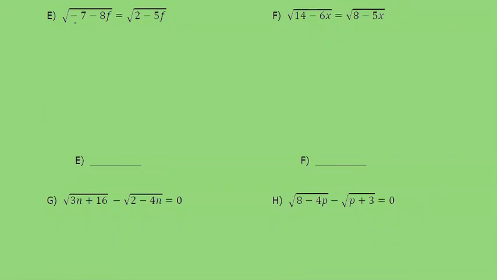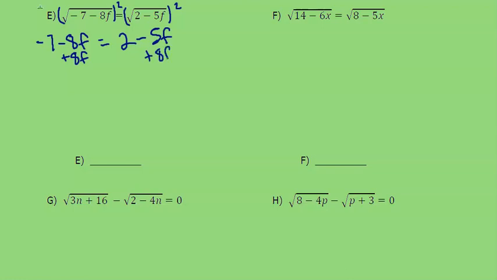E. The square root of negative 7 minus 8f equals the square root of 2 minus 5f. Exponentiate each side by 2. That cancels out all the square roots, and we're left with negative 7 minus 8f equals 2 minus 5f. From here, we're going to solve for f, add 8f to each side. So then we have negative 7 equals 2 plus 3f.